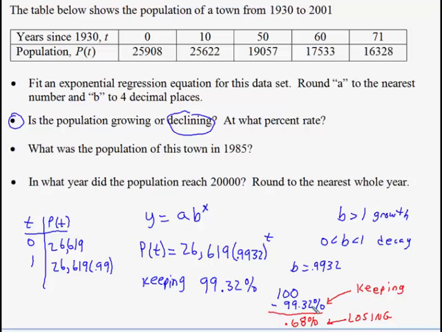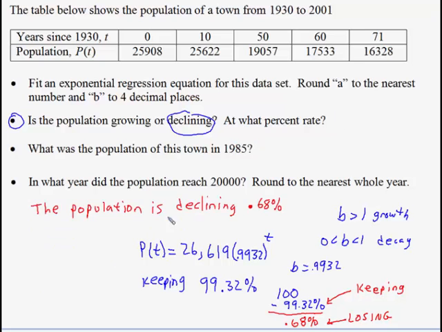Keeping 99.32% means you're losing about a percent, but it turns out because of the rounding we did, it's more like 0.68%. So what percent rate is it declining? You could say that the population is declining 0.68%, but they didn't want just the percent, they want the percent rate, which implies how fast is it going down. It's not going down 0.68% every 10 years or every 40 years, say. The t value here is in years.